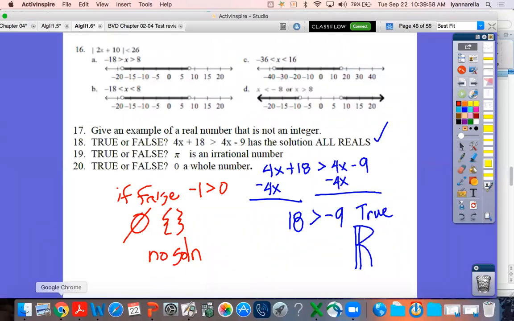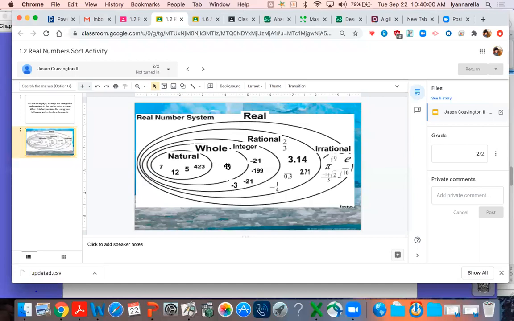Is 0 a whole number? Let's go back to looking good, looking true. Okay, so reference this chart when I ask you those questions.